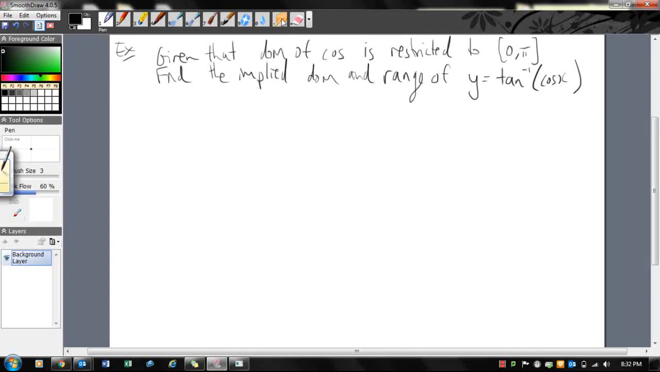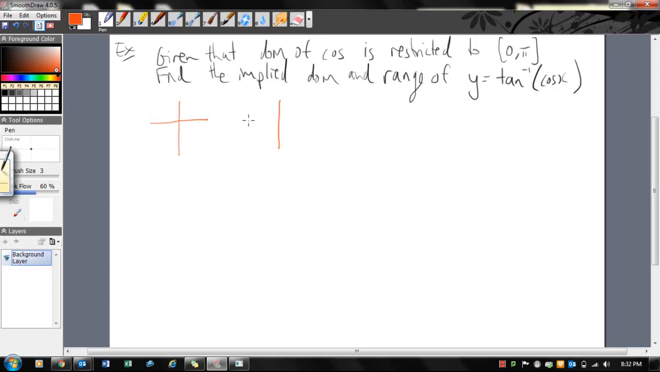G'day again, just another video of a second example of this because there's a bit of confusion. So here we go. Given that the domain of cos is restricted from 0 to pi, find the implied domain and range of this big function y here. Okay, so again, I've got an inside function and an outside function, and I'm just going to draw them to try and get an idea of what's going on.